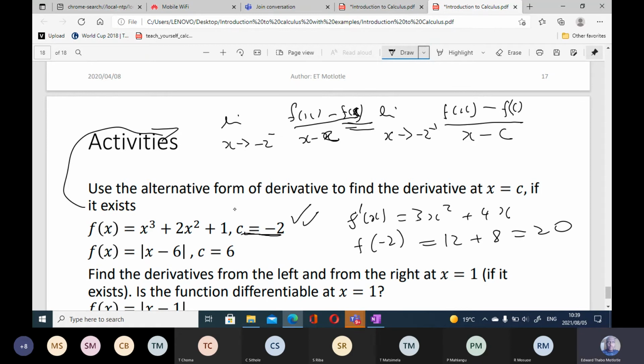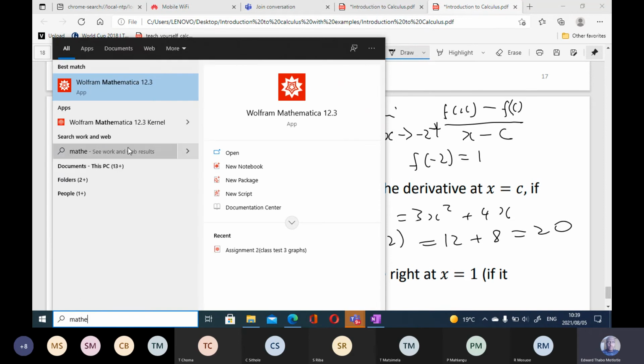Let's check now if we get the same answer. So for the first one, remember these two are equal. This guy here at minus 2 from the negative side is equal to 1, and this guy at minus 2 from the positive side is also equal to 1. I'll explain why I say so. The best way is to use the graph. I'm going to use the graph to explain the concept. I'll plot the graph for you.